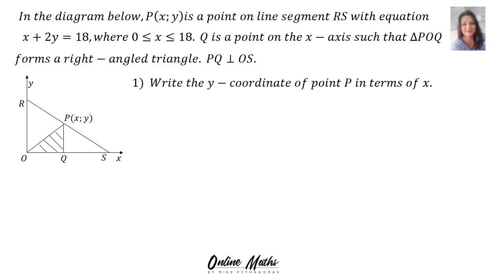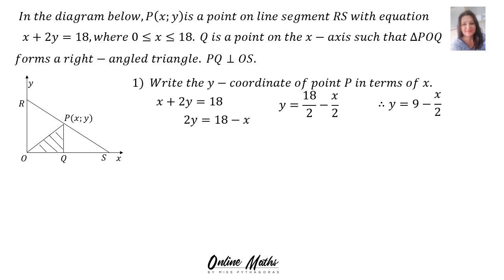So what was given was the equation of the line. x plus 2y is equal to 18. So what we will do is we will make y the subject of the formula and make sure there's an x in the answer. So therefore 2y is equal to 18 minus x, and we will divide both sides by 2, or rather both terms by 2. Therefore, y is equal to 9 minus x over 2.